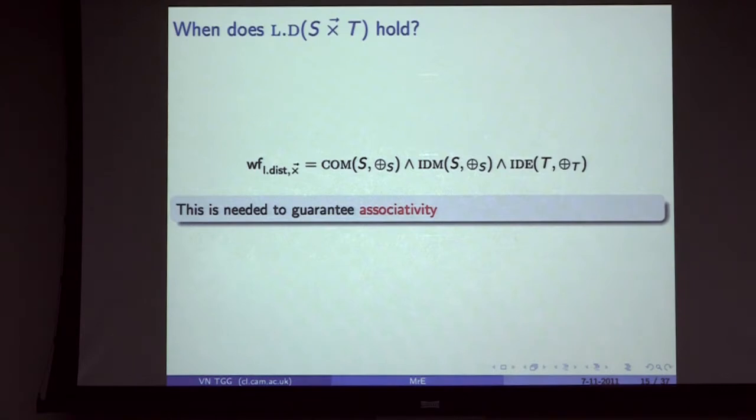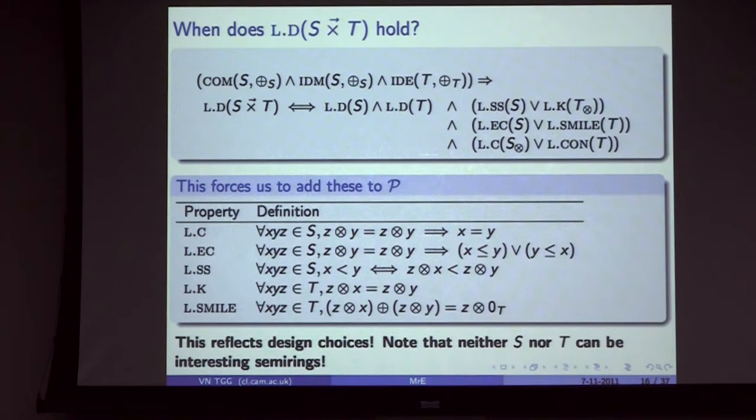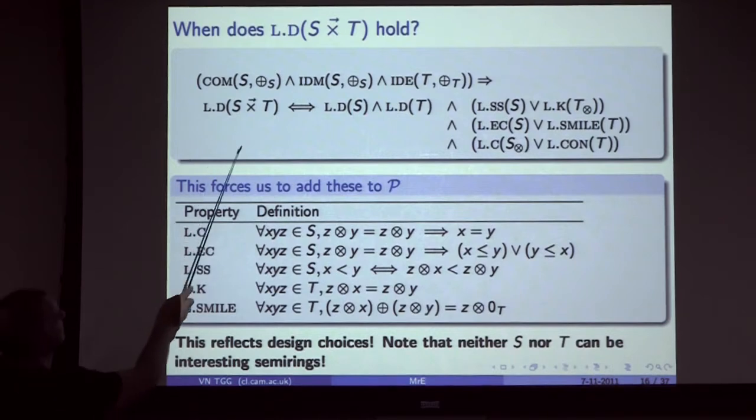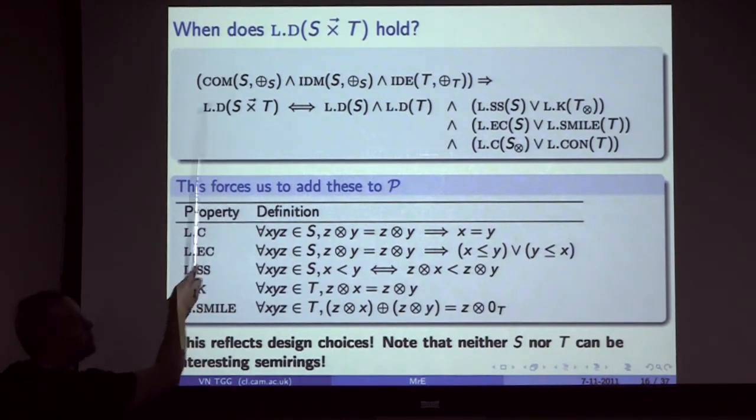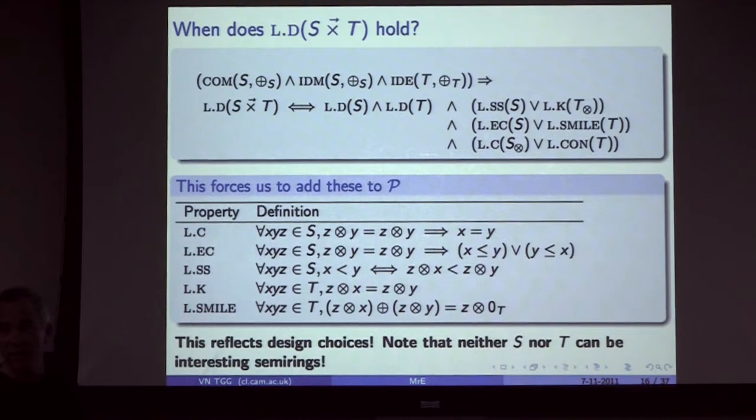Okay? So it might not be obvious to you that that's true, but it's what you need to get associativity out of that lexicographic product. And now here's that rule that I told you about, the if and only if rule. So if I have the well-formedness condition, which is that thing at the top, remember, the additive component is going to be the lexicographic product of the additive components, and the multiplicative component is going to be the direct product of the multiplicative components, okay?